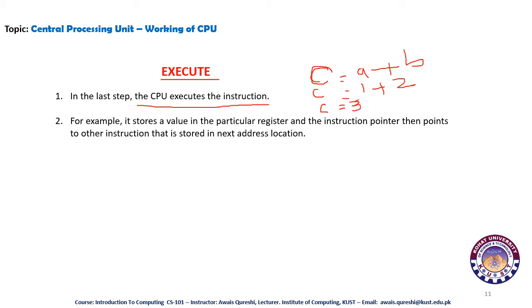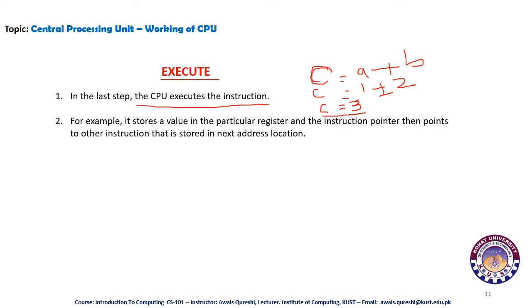We have given a is equal to 1 and b is equal to 2 at runtime, and the job of the CPU is to execute the instructions. By execution, we mean addition. 1 plus 2 is equal to 3, and then it stores the result of 1 plus 2 in the third variable, which is called c. So this is the execution cycle.